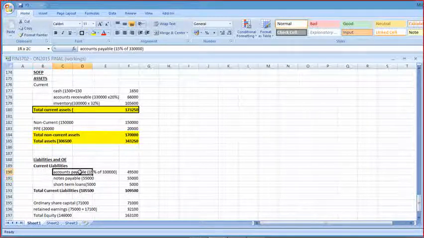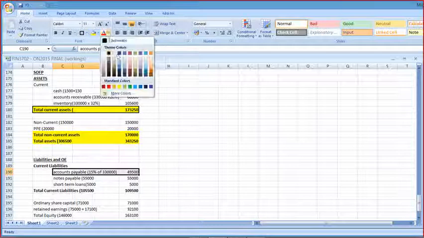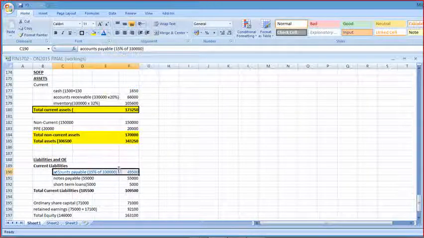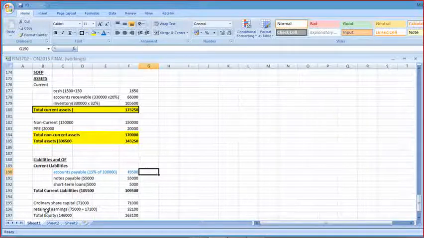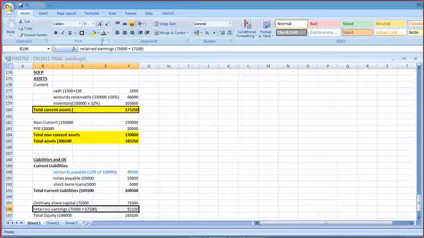Then I just followed the information in the question. The question said 15% of sales is accounts payable. That's how I get the 49. All of these amounts come straight out of the additional information which we discussed earlier. Something I want to show you here is the retained earnings. I want to highlight that.